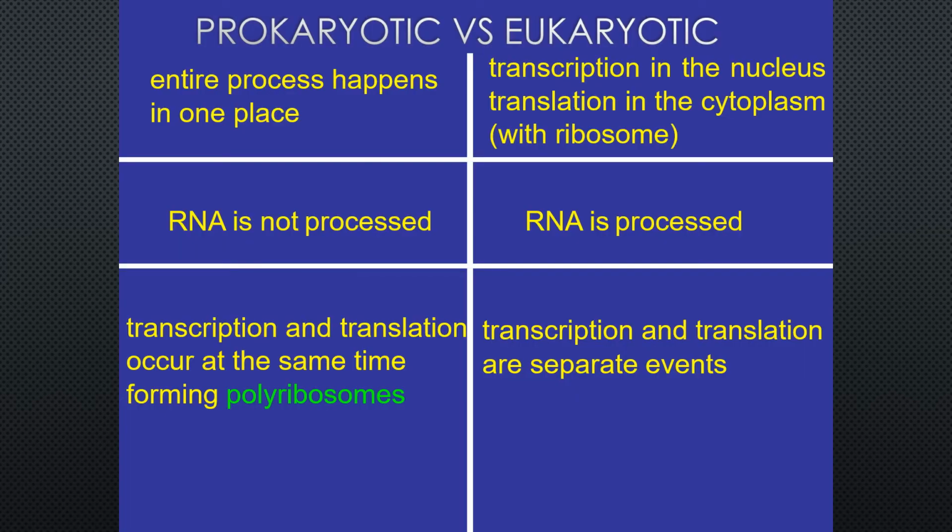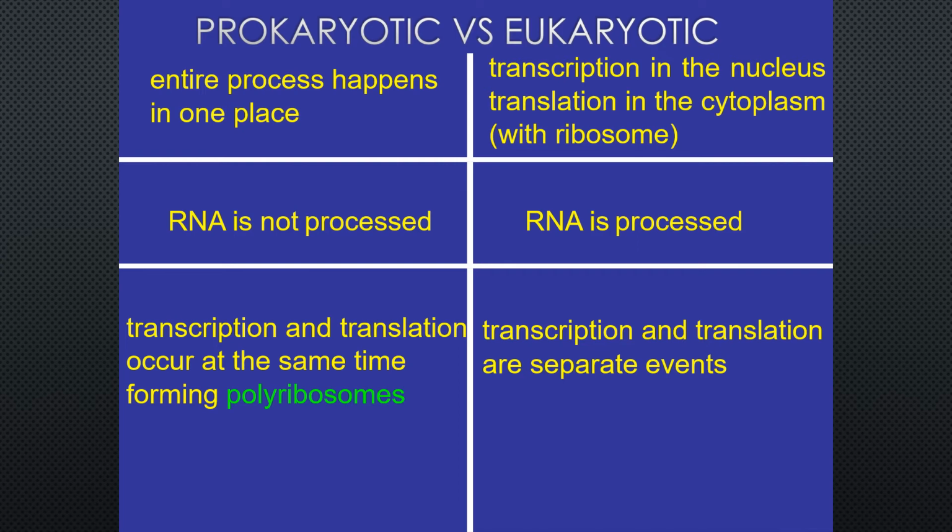So when we look at it in comparison, gene expression in prokaryotes happens entirely in one place, whereas in eukaryotes, the transcription happens in the nucleus with translation happening in the cytoplasm. In the prokaryotes, the RNA is not processed, whereas it is in our eukaryotes. And in prokaryotes, transcription and translation occur at the same time. I didn't mention that before, sorry.